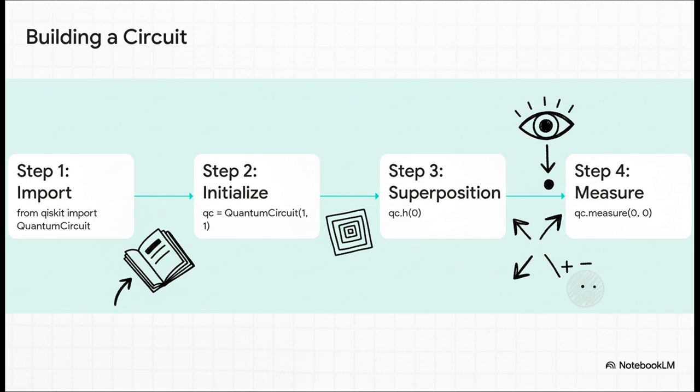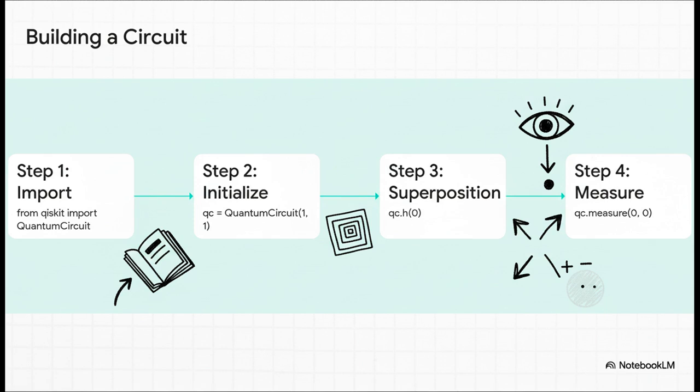So step 1, you import the library. Standard stuff. Step 2, you create your circuit. We're telling it that we need 1 qubit and 1 classical bit. We need the classical bit to hold the final answer. Step 3, this is the fun part, QC.H(0). We apply that magical Hadamard gate to our qubit. Boom, it's now in superposition.